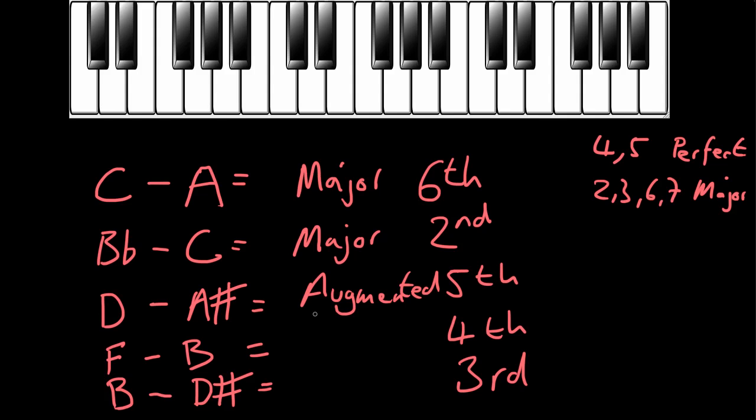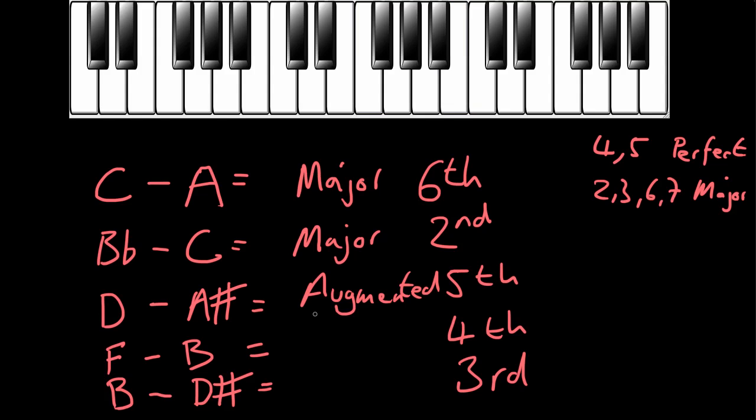We can try the same thing again here, where we're looking at the distance between F and B. Again, we should try out the major scale and see if we find a B in that scale. The F major scale starts F, G, A, B flat, C. So if it was to be a perfect fourth, we'd be looking at a B flat there, but we don't have that interval, we have a B natural.